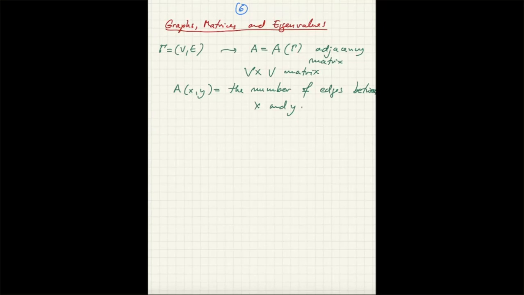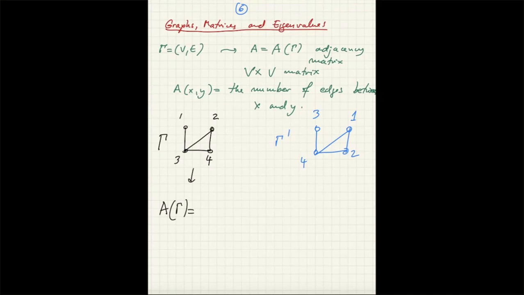Let's say I have the following graph, with its vertices labeled 1, 2, 3, 4. Let's say this is gamma. And let's say I have another graph here, gamma prime, which looks very similar, but the labeling is different: 1, 2, 4, 3. Now, the way I define the adjacency matrix in this situation, let's say we label the vertices 1, 2, 3, 4, and that's how we write the rows and the columns.